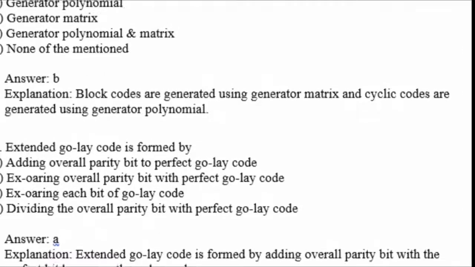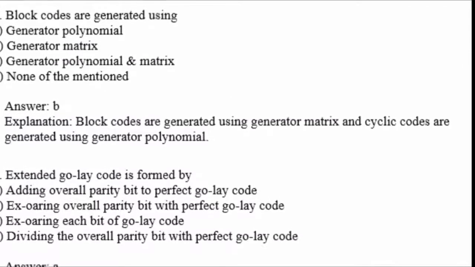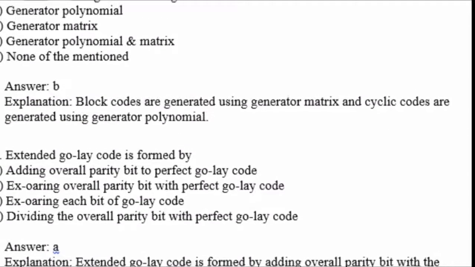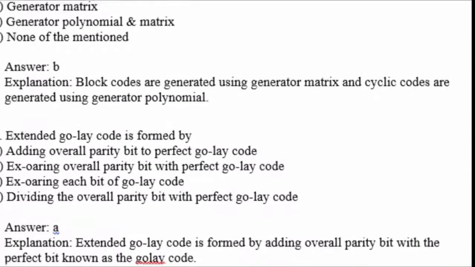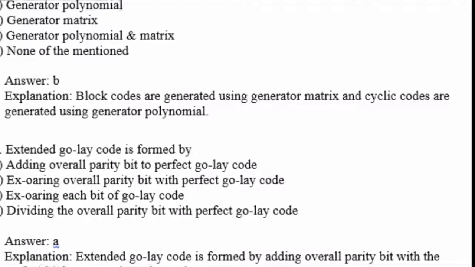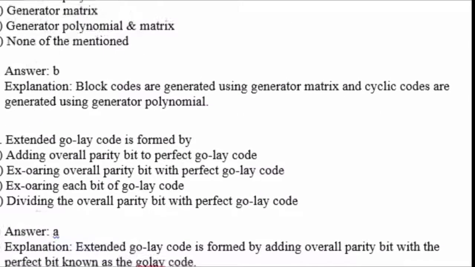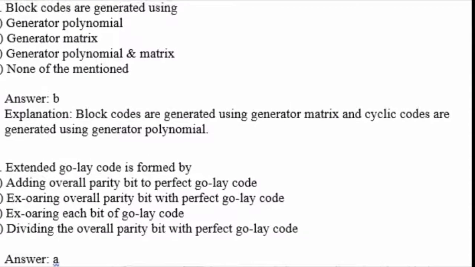So next question, ஏற்கனவே பார்த்தீங்கன்னா cyclic codes பார்த்தோம். இப்போ இந்த block codes are generated using the generator matrix. இதே cyclic code generated using the generator polynomial already பார்த்தோம். Next question, extended Golay code is formed by. So அப்போ adding overall parity bit to the perfect Golay code. So answer A. So extended Golay code is formed by adding the overall parity bit with the perfect bit. So that is called as a Golay code.